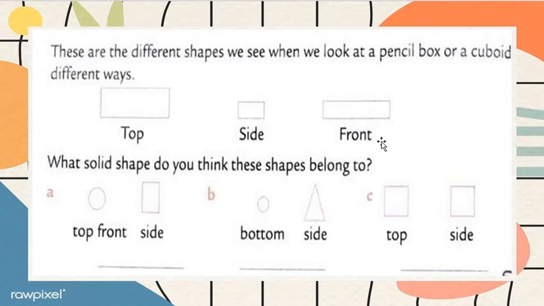Then after, what solid shape do you think this shape belongs to? Means see this here, the circle. It is the top side, top front.